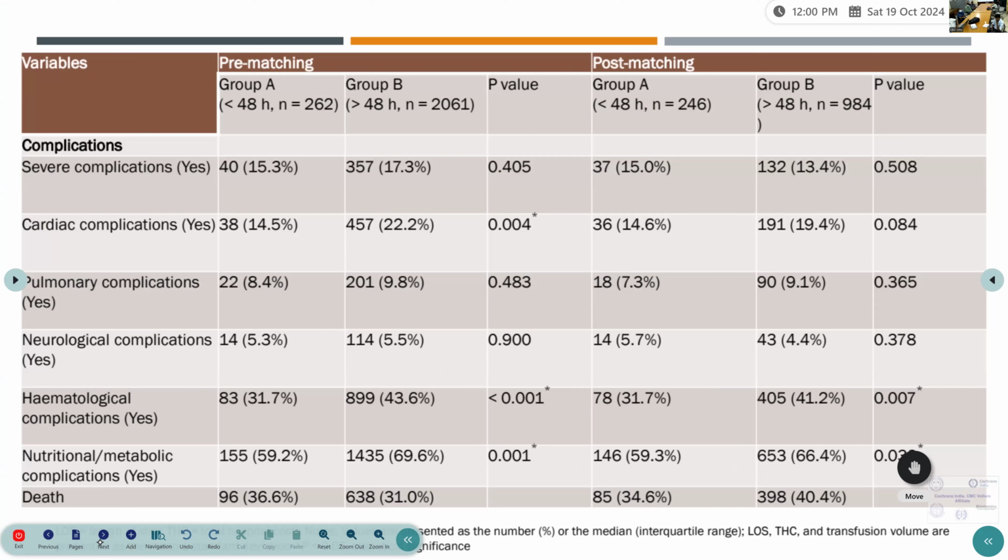And these are the perioperative and post-operative complications that they looked at. Here, they found that hematological and nutritional metabolic complications, which have not been explicitly listed in the study as to what they mean by these, were happening way less often in the early surgery group than in the delayed surgery group, and this difference held on even after matching.